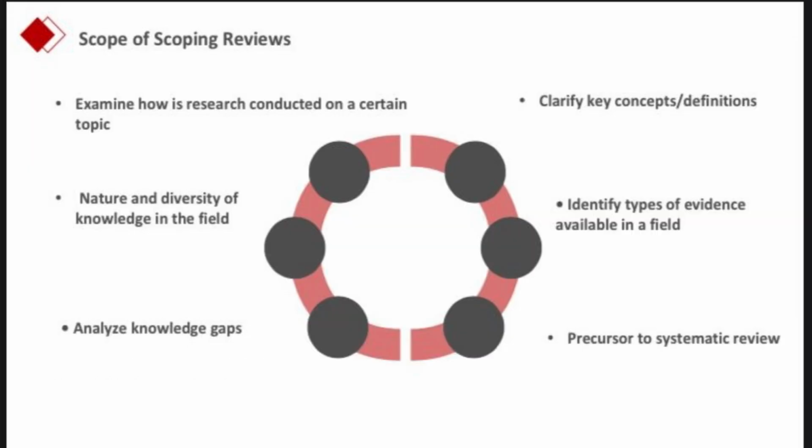The scope of scoping review: we need to examine how research is conducted on a certain topic, the nature and the diversity of the knowledge in the field we are researching on, analyze the knowledge gap, clarify key concepts and definitions, and identify types of evidence available in the field. It's also a precursor to systematic review.